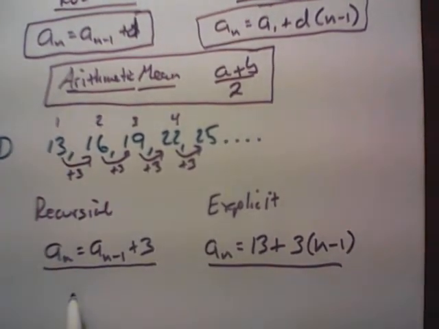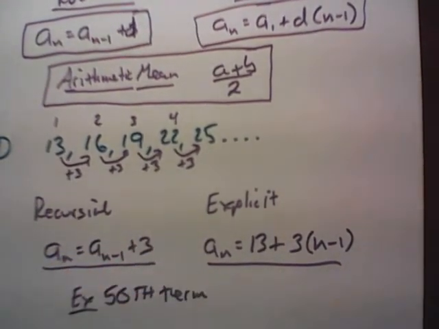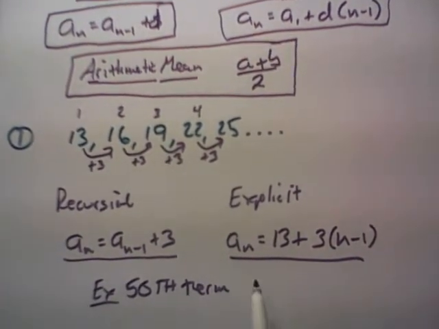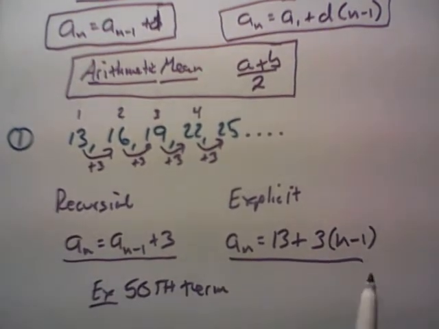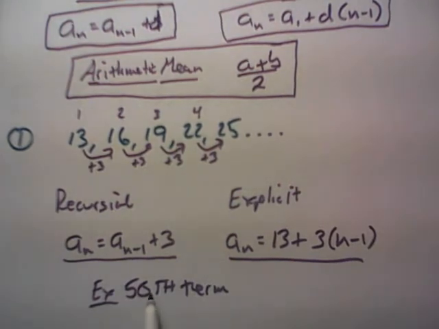So an example of this would be, can we find the 50th term in this sequence? Which formula would be more conducive to this? It's either going to be the recursive formula or the explicit formula. But if you remember, in order to use the recursive formula, we'd have to know the 49th term. And then to get the 49th term, we'd have to know the 48th term.